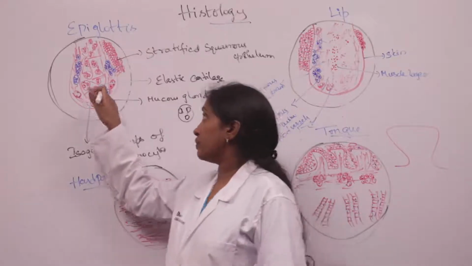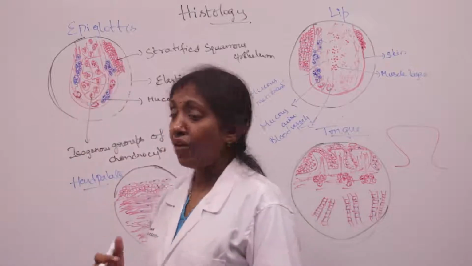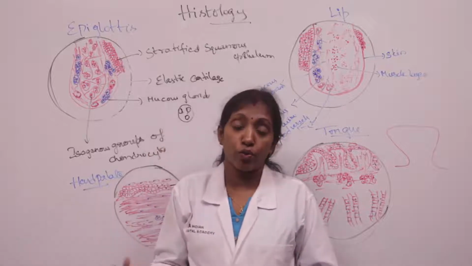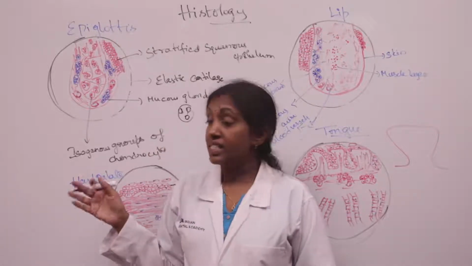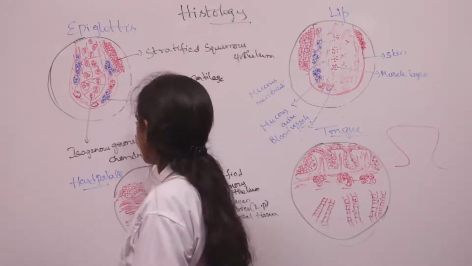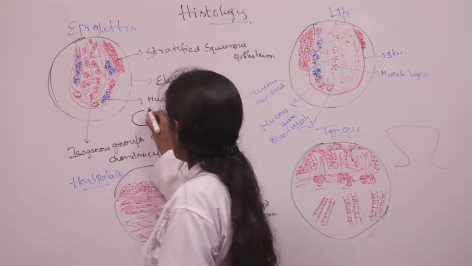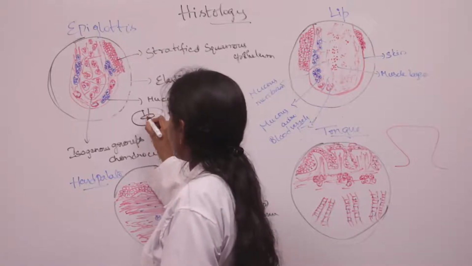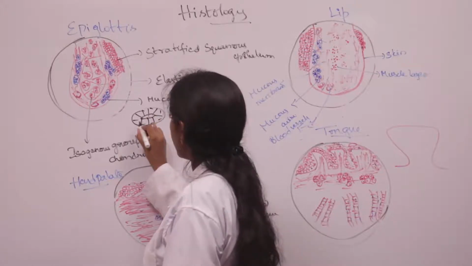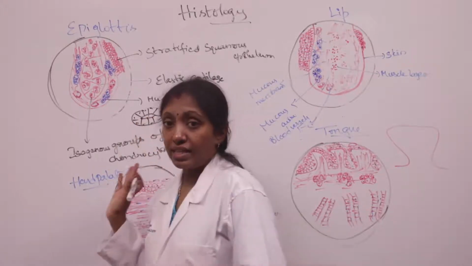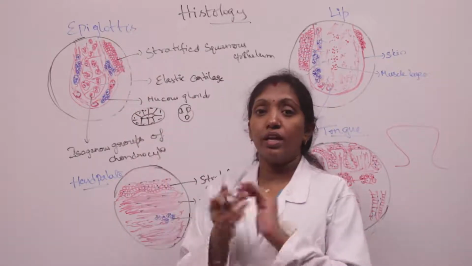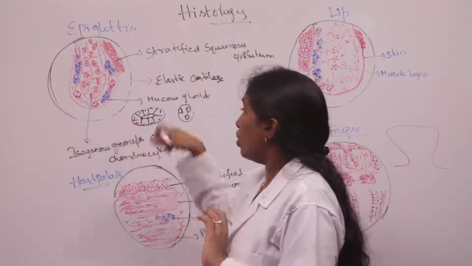Next, deep to the epithelium, we have connective tissue. In the connective tissue, we see fibroblasts and macrophages along with blood vessels. We also see mucous acini and mucous glands. What is the structure of mucous acini? The mucous acini consist of a large lumen, and the cells are cuboidal in shape, with a flattened nucleus situated at the base. Mucous acini together give rise to a mucous gland.